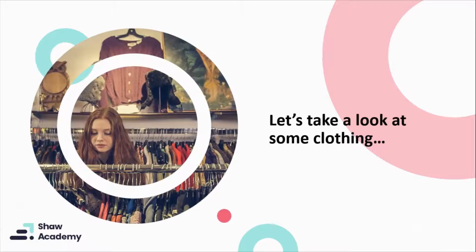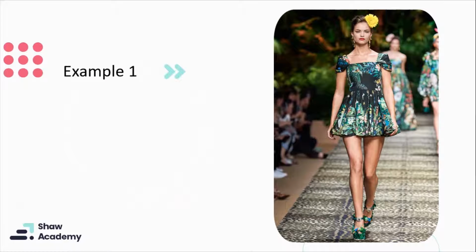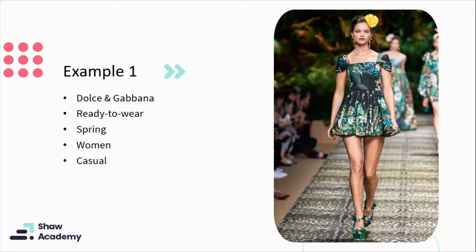Now let's describe the garments together using the new information we have just learned. The first example is a garment designed by Dolce & Gabbana, and it is part of their ready-to-wear spring collection. It is designed for women and has a more casual style. This is created from a piece of woven fabric, and we can see that it is definitely a dress. To be more specific, it is full silhouette and quite short in length.